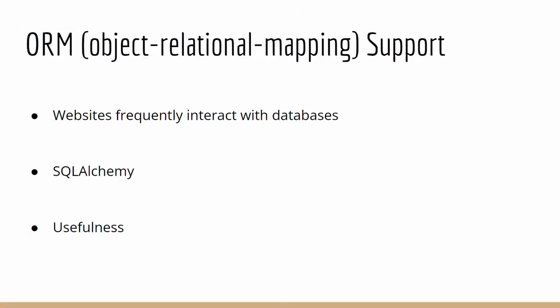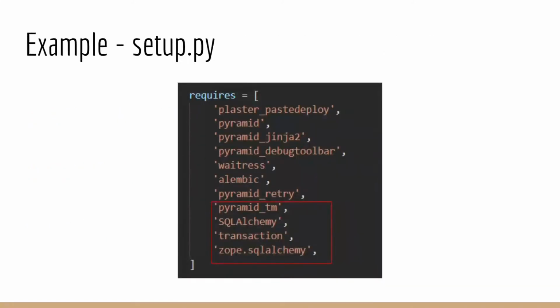The Pyramid community strongly supports the SQLAlchemy project and its object relational mapper as a convenient Pythonic way to interface to databases. With that, we can use an SQL database to store, list, add, view, and edit pages by using SQLAlchemy models. This is how to add it to a Pyramid website.